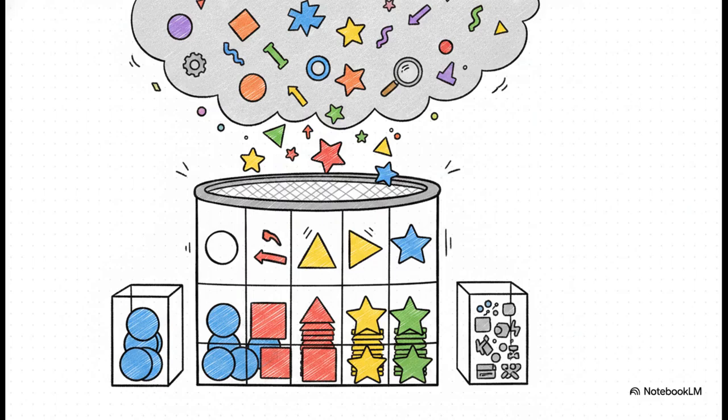For instance, you might block records by zip code. Then you only perform those heavy, computationally expensive deduplication comparisons on the records that fall within the exact same zip code block. It's a total game changer for processing speed.